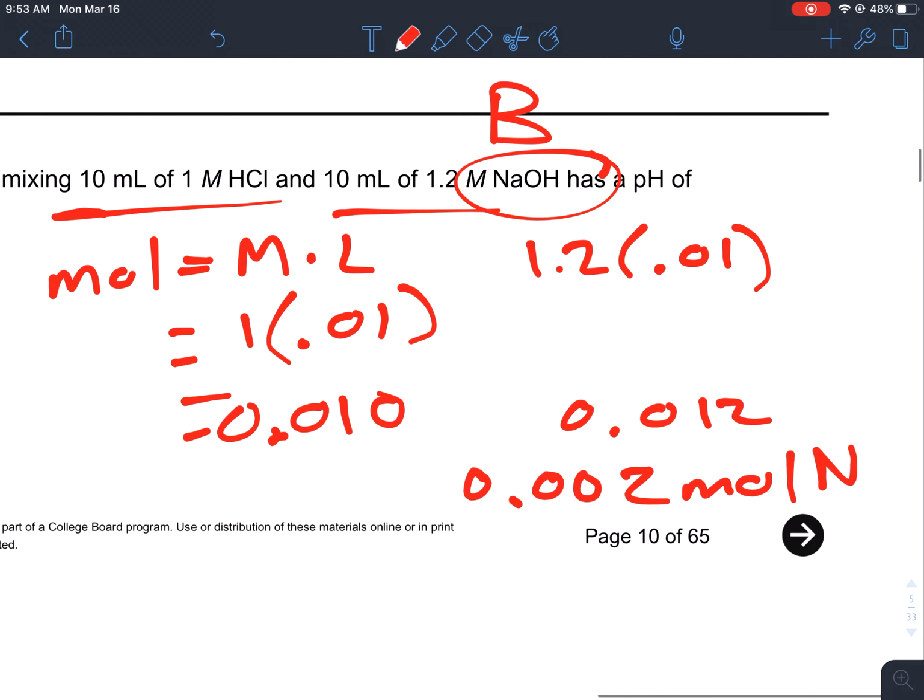Why is that important? I'm running out of space. Okay, why is that important? Because, look, think about it. HCl, strong acid. NaOH, strong base. When you combine those together, you're going to form water. It's going to become neutral.